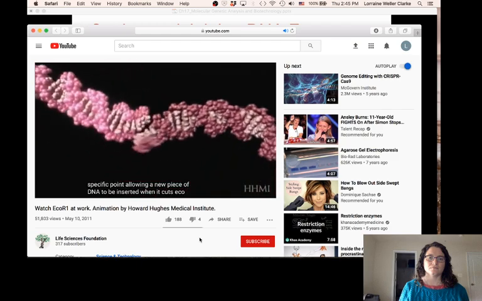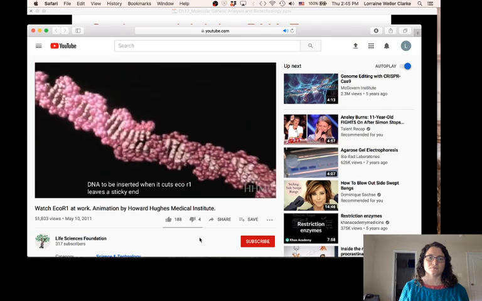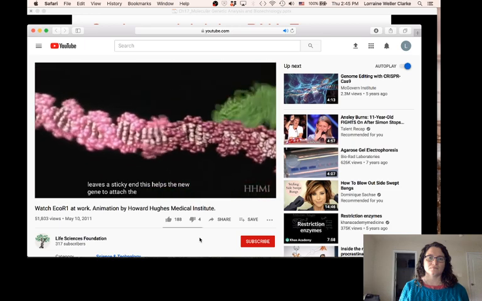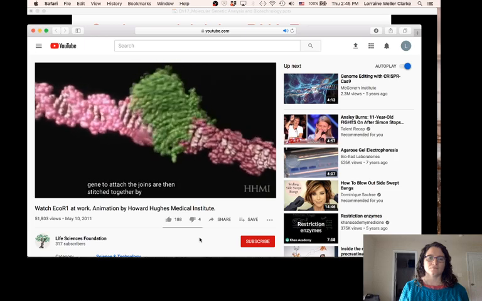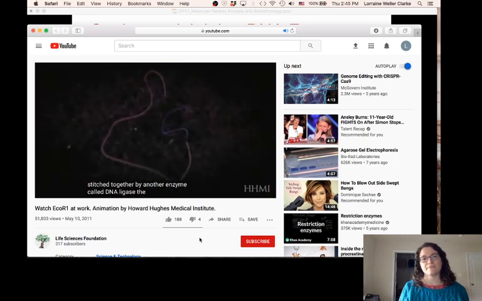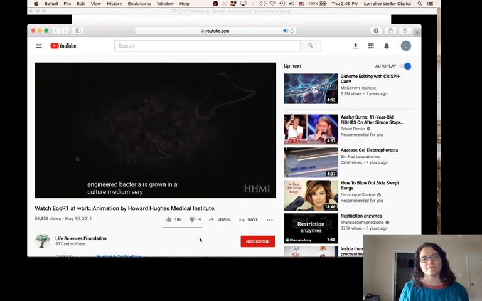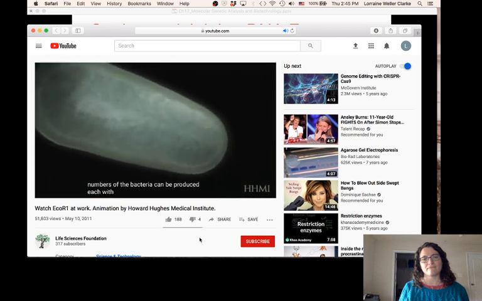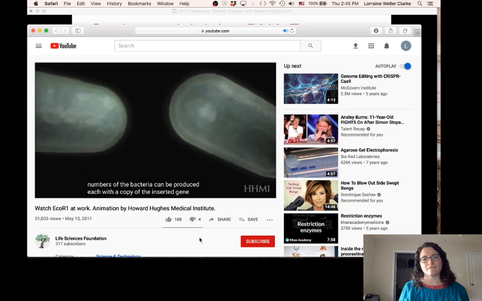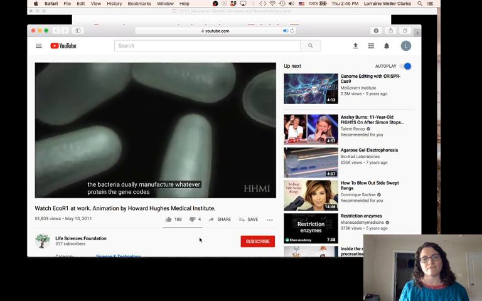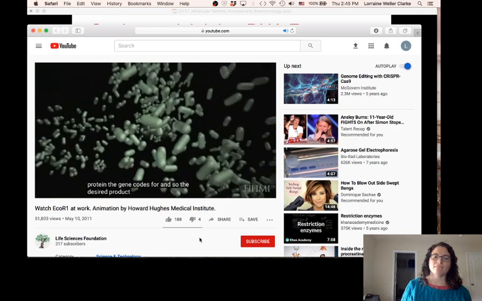When it cuts, EcoR1 leaves a sticky end. This helps the new gene to attach. The joins are then stitched together by another enzyme called DNA ligase. The genetically engineered bacteria is grown in a culture medium. Very quickly, large numbers of the bacteria can be produced, each with a copy of the inserted gene. The bacteria duly manufacture whatever protein the gene codes for, and so the desired product is made.